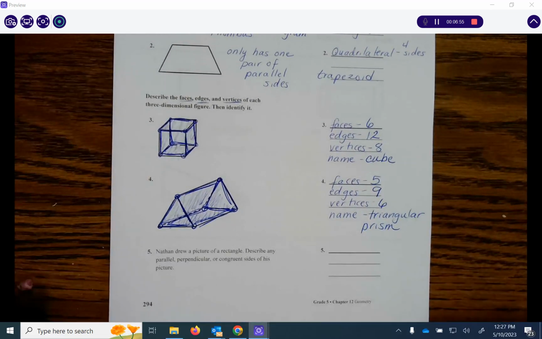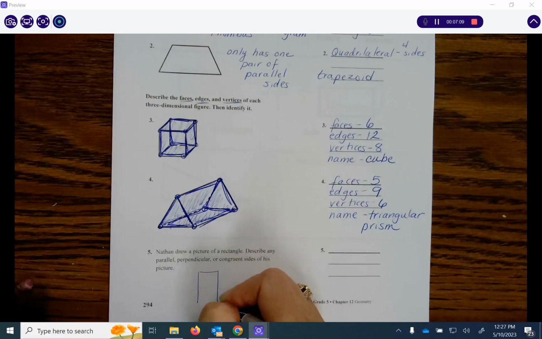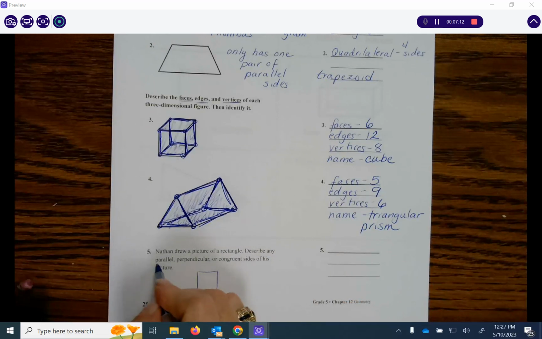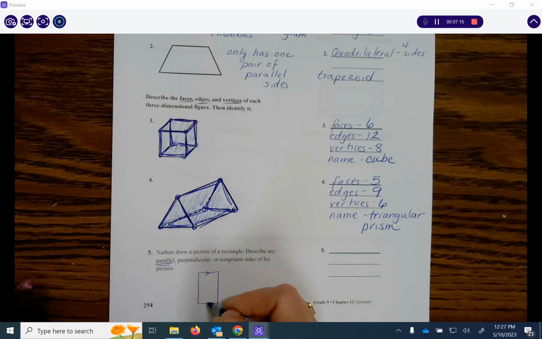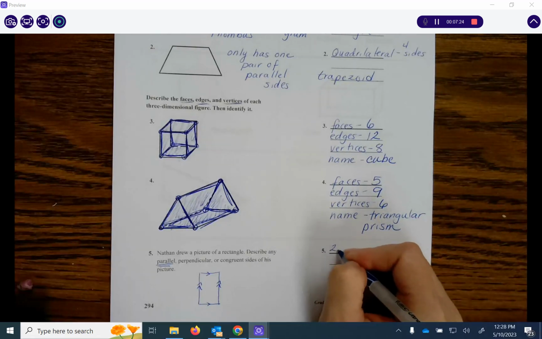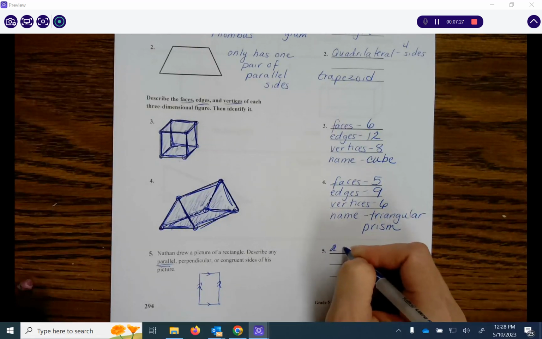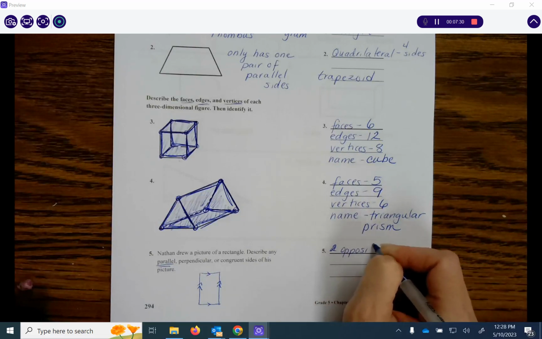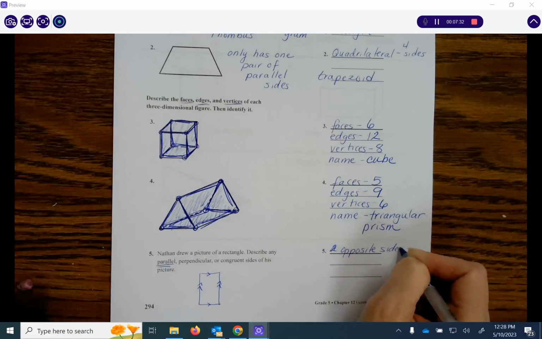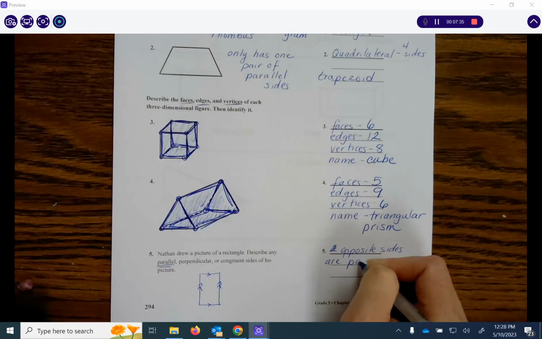Question number 10. Nathan drew a picture of a rectangle. Describe any parallel, perpendicular, or congruent sides of his picture. So we're going to draw a rectangle as well. Okay, parallel. Well, the top is parallel to the bottom, and the left is parallel to the right. So I'll say this again, a different way. Opposite sides are parallel.